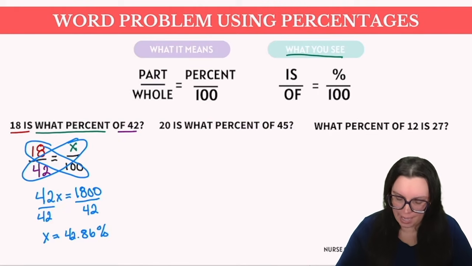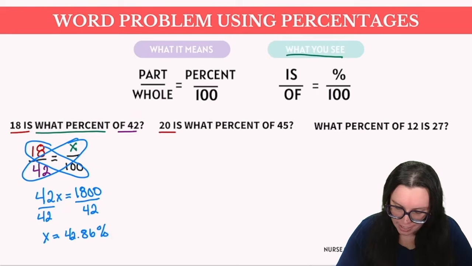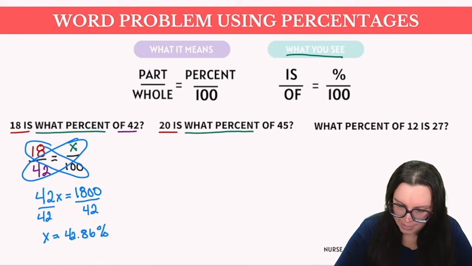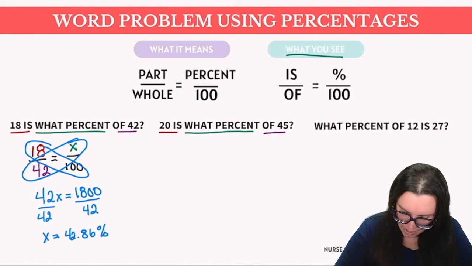So moving on to our next question, we have 20 is what percent of 45? We're going to use the same formula. So we have our is, that's 20. We're trying to figure out what percent, that's our x. And then lastly, we have 45. So now we're just going to plug in our numbers. So we have 20 over 45 is equal to what percent, that's our x, over 100.